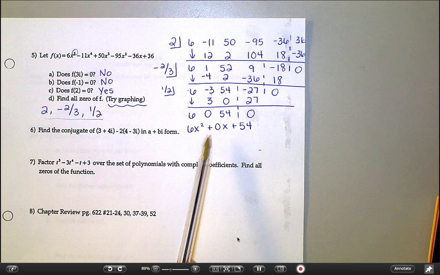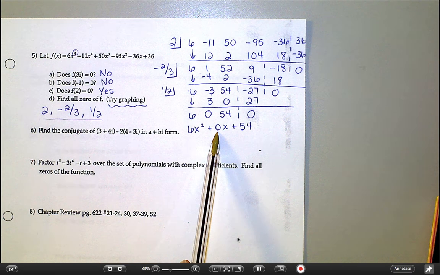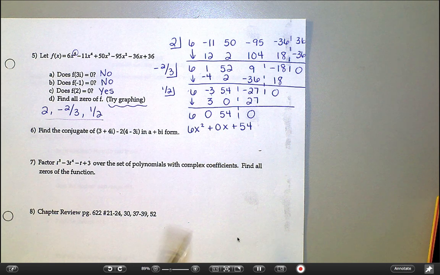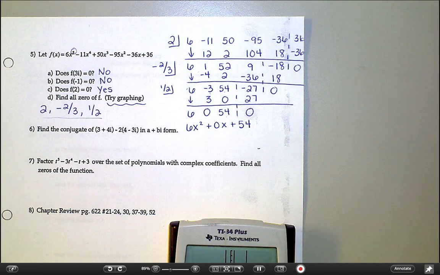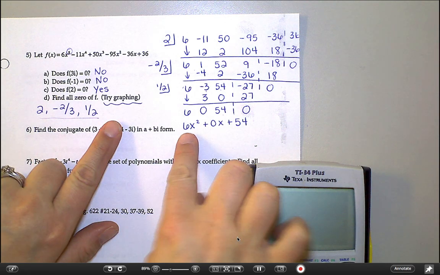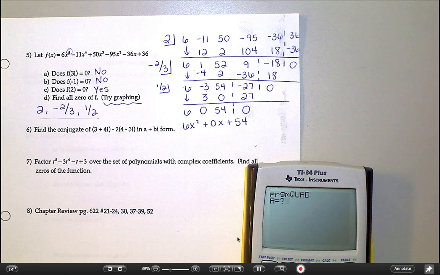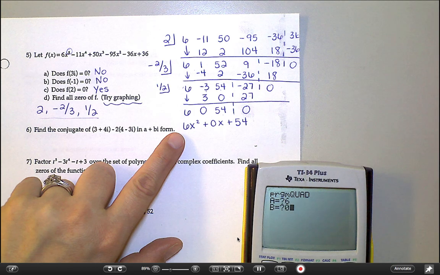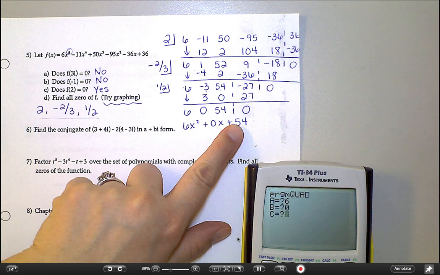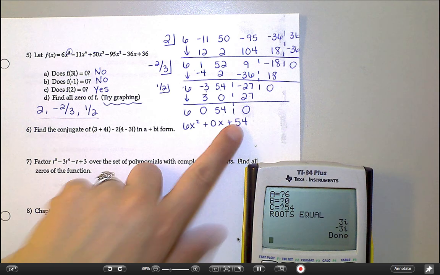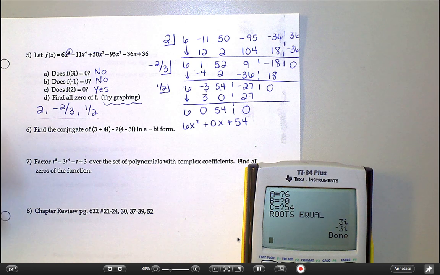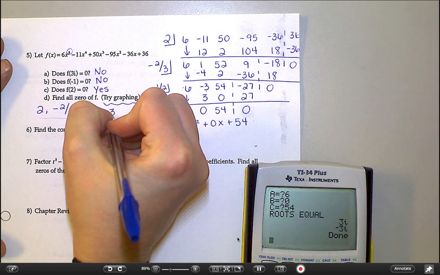Now, the fact that this is a 0 actually means I could get away here with not using the quadratic formula. But just because I think that you're probably used to doing the quadratic formula, that's how I'll do this one. So to get my other 2 roots, now I'm going to do quadratic formula on this thing. Okay, my A is 6, my B is 0, and my C is 54. Oh, 3i and negative 3i.